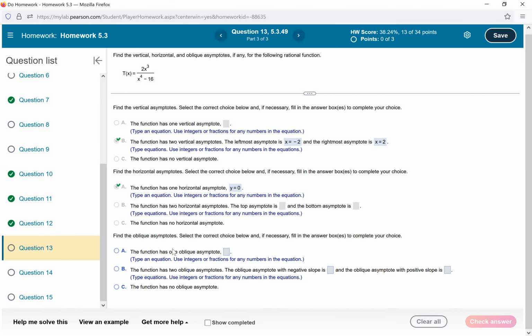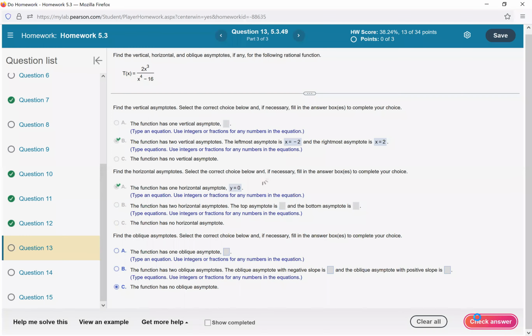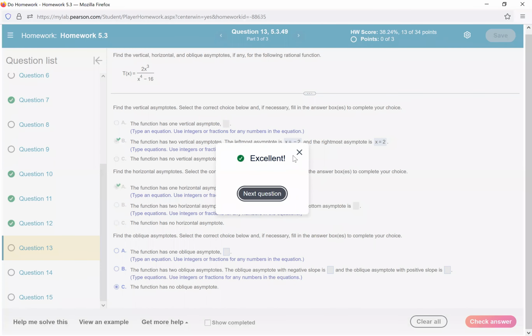All right, let's check it. If it has a horizontal asymptote, it doesn't have an oblique one. Remember, oblique asymptotes are case 3. So there we have it. We're going to stop the recording.